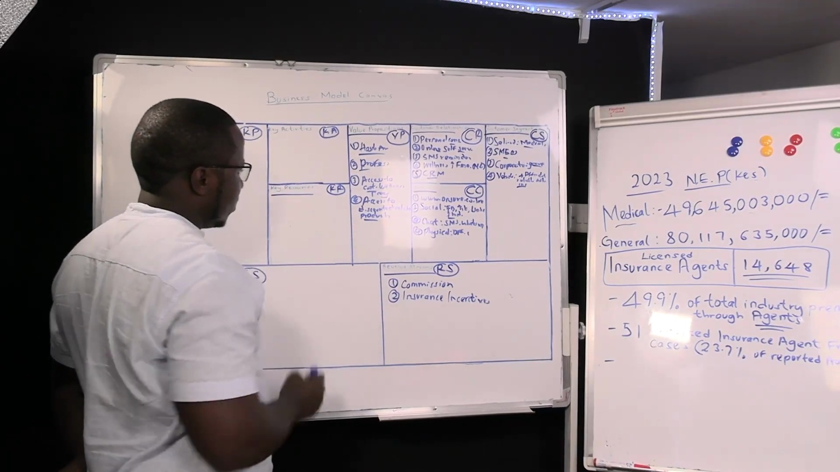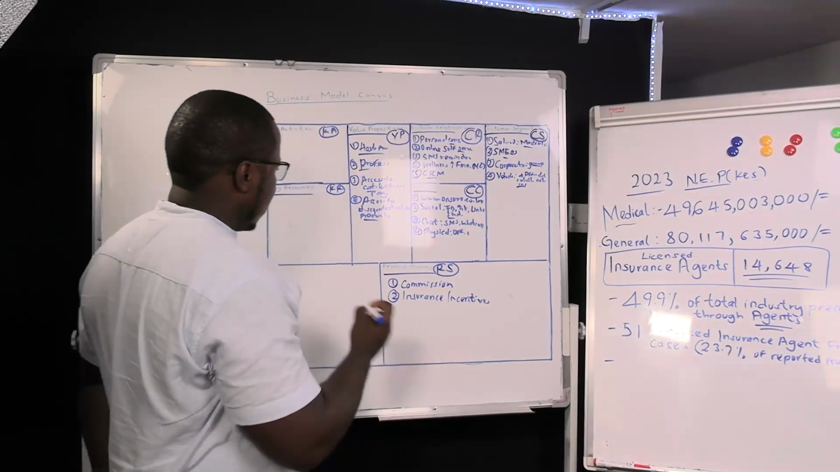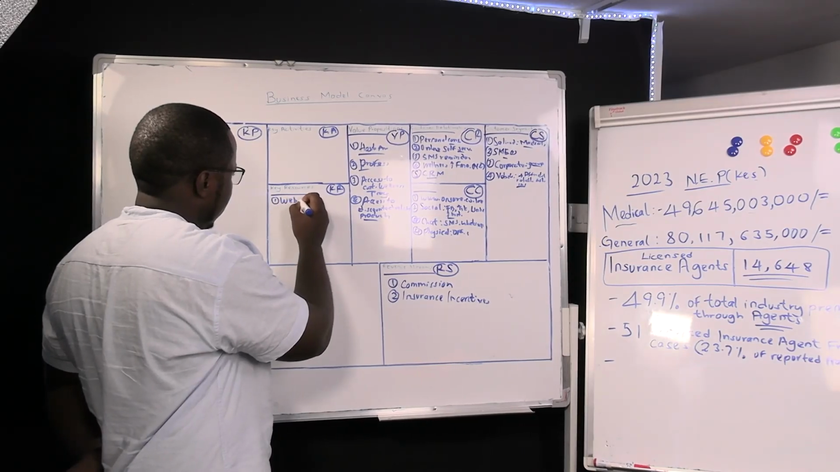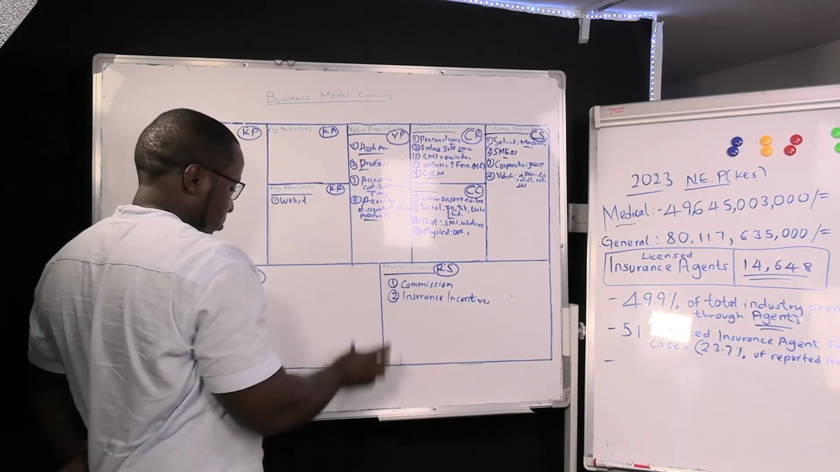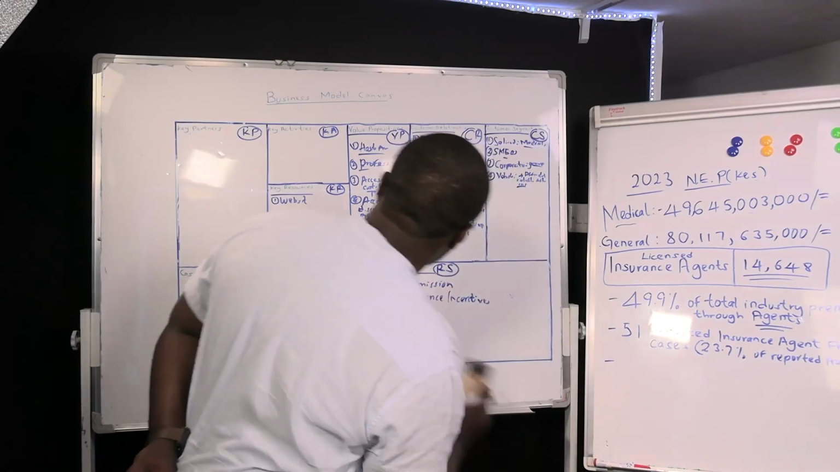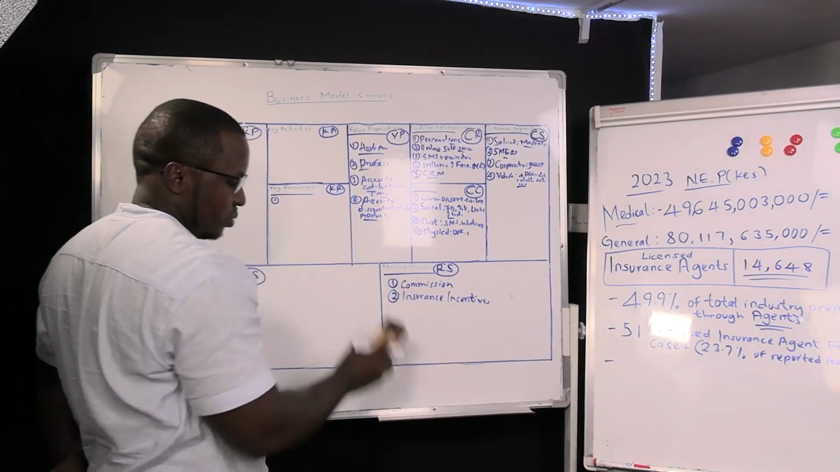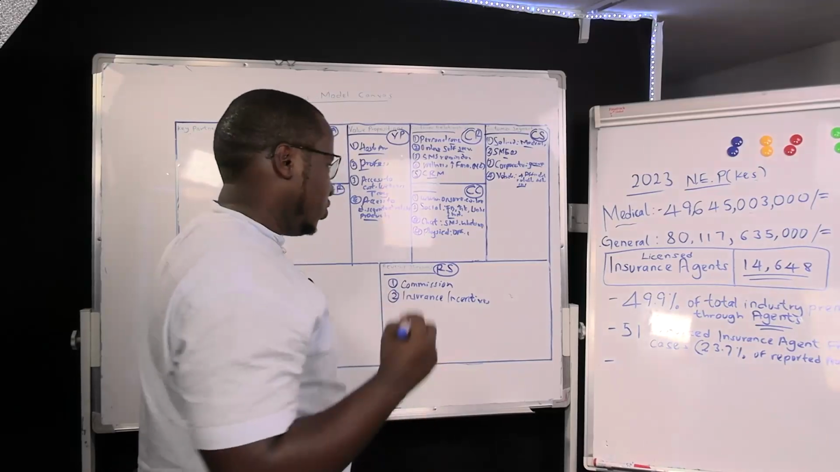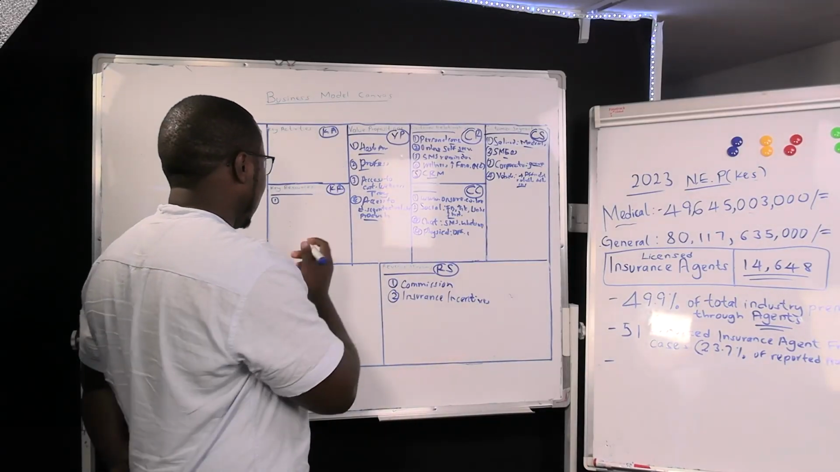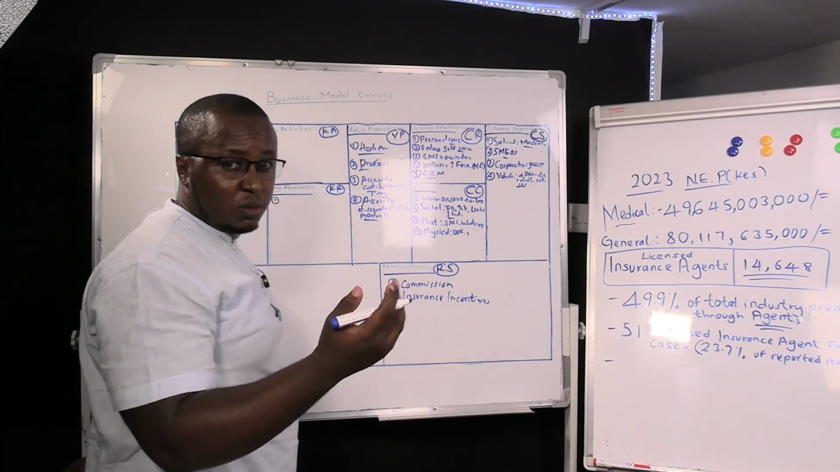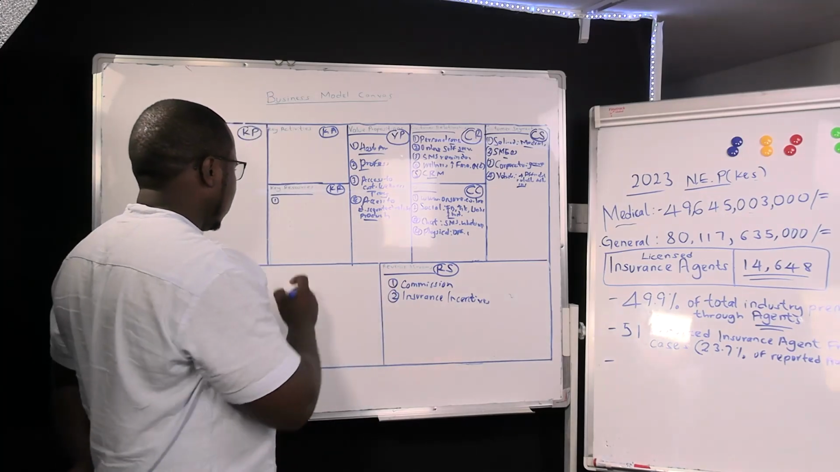Next, we need to look at key resources. Of course, our key resource number one will be the website. Even before the website, it's good for you to note that to operate an insurance agency within the Kenyan market, you need to be licensed by the Insurance Regulatory Authority. Without that, all of these can't be implemented, since you can't operate.